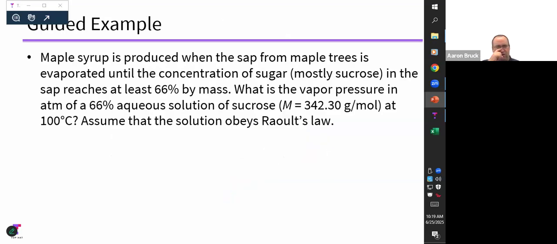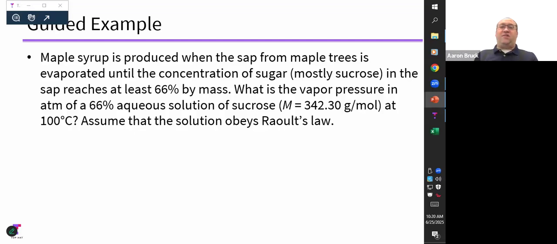So let's take a look at an example. Maple syrup is produced when sap from maple trees is evaporated until the concentration of the sugar, which is mostly sucrose, reaches at least 66% by mass. What is the vapor pressure in atmospheres of a 66% solution of sucrose at 100 degrees Celsius? And we can assume that this solution obeys Raoult's law.